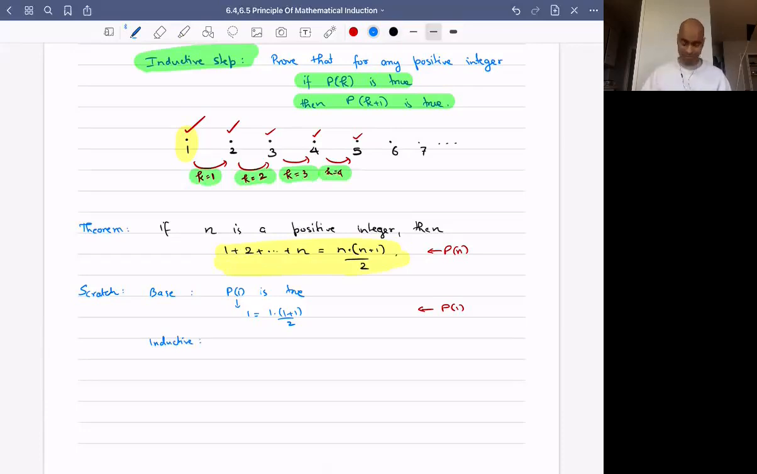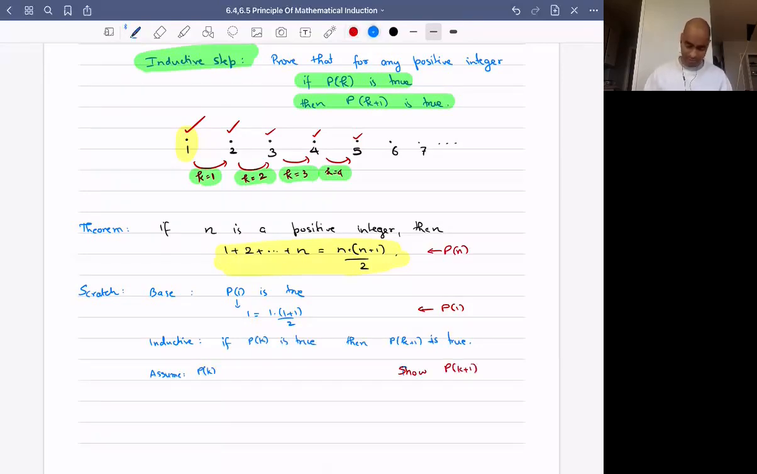This is an if-then statement. So I want to show that if Pk is true, then Pk plus 1 is true. Now, how do you prove if-then statements? You assume the hypothesis and try to reach the conclusion. So I'll assume Pk is true, and then I'll try to prove Pk plus 1. So let's expand these out.